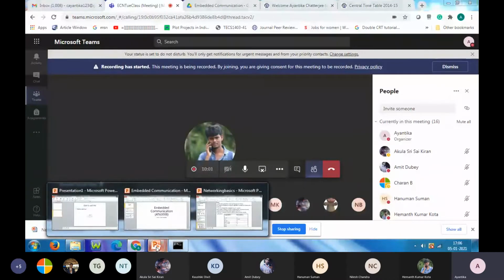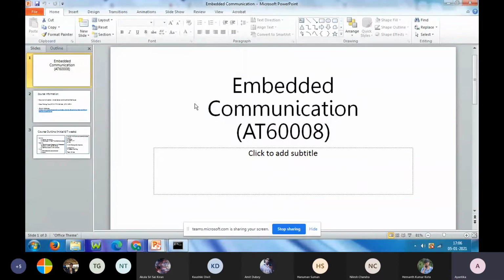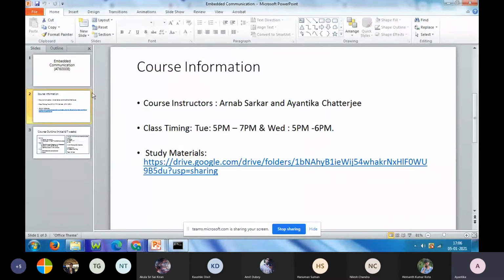So we are going to start this course, Embedded Communication Networks. Here, Professor Anup Sarkar and I will both be teaching this course. For the initial few parts, I will talk about some protocol-level details. After that, distributed dependability of embedded networking will be taught by Professor Sarkar.